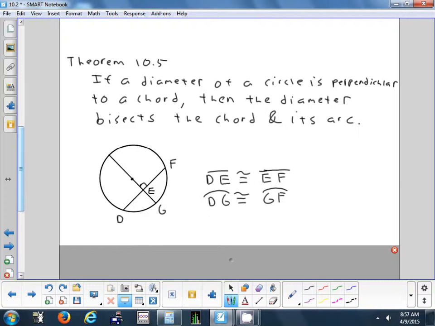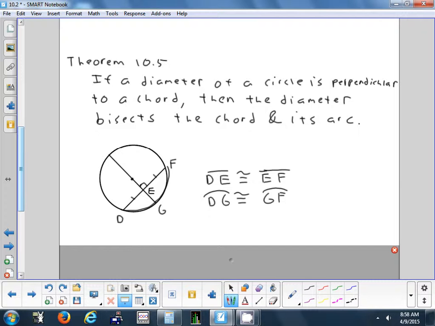Okay, I have a diameter in that circle. I also drew in a chord, DF. Where DF and the diameter cross, it's perpendicular. If that happens, then this chord was just cut into two equal parts. And this arc, DG and GF, would also be two equal arcs.